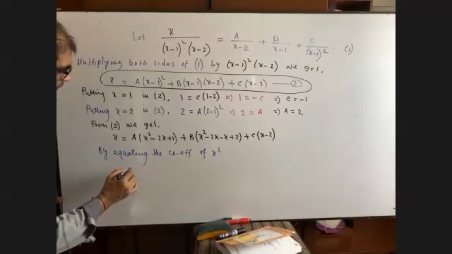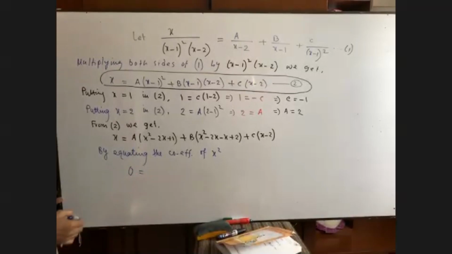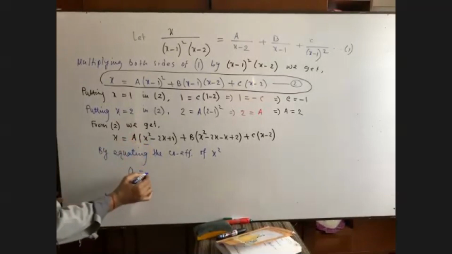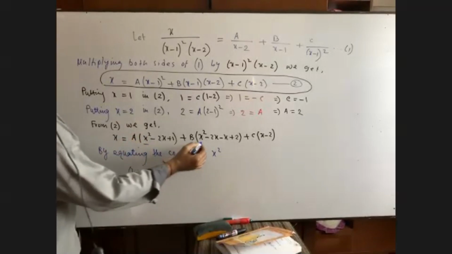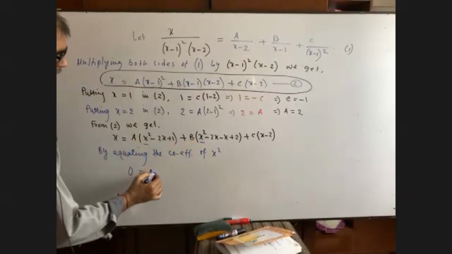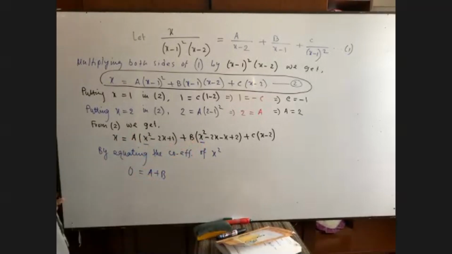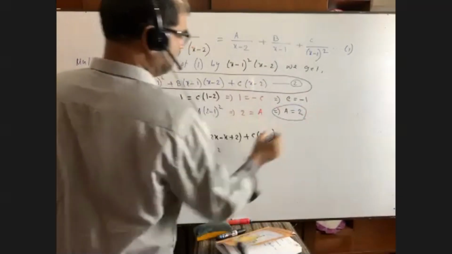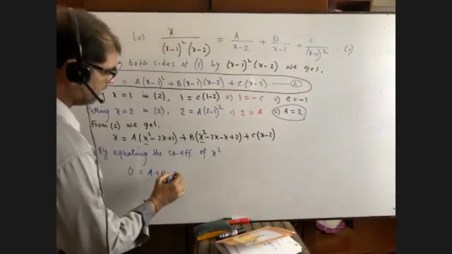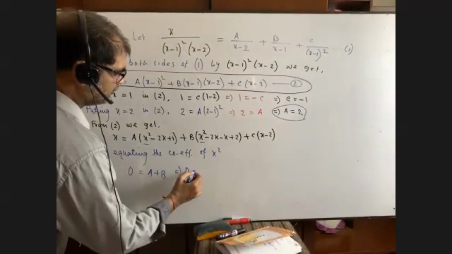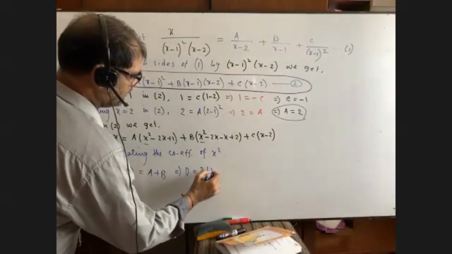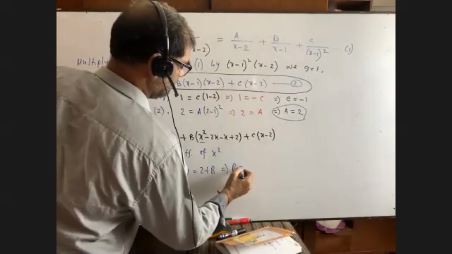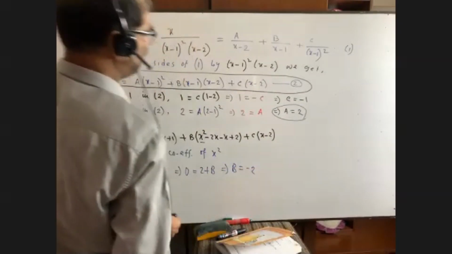So we can write here 0 is equal to, here the coefficient of x square equals to what? A. Yes, sir. Here the coefficient of x square equals to what? B. So we are getting 0 equals to A plus B. Now what is the value of A we have got so far? A equals to 2. So we can write 0 equals to 2 plus B. From here we get B equals to minus 2.